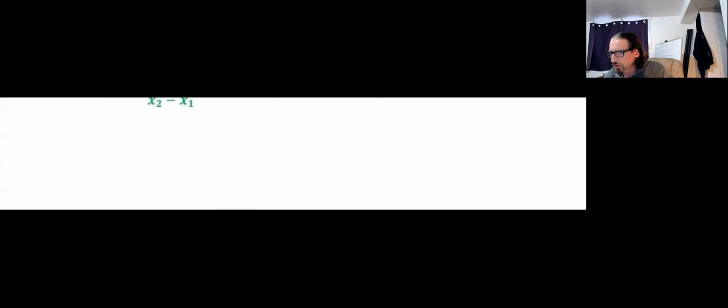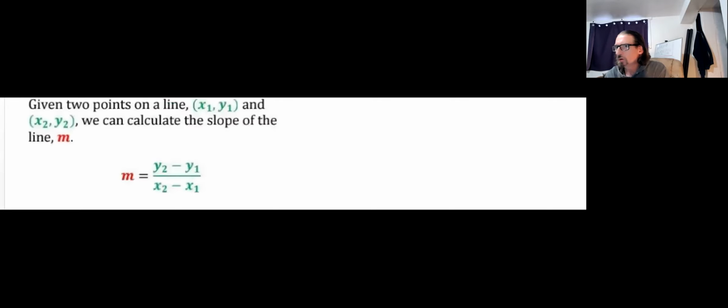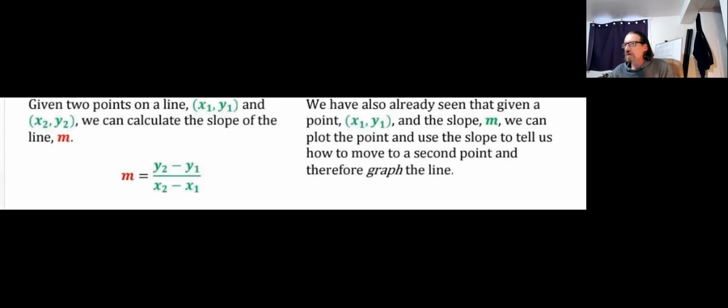So, first of all, we already know that we can calculate the slope of a line if we are given the XY coordinates for 2 points on the line. Notice that I put there in green what is known and what is unknown, in this case in red, and that's what's being calculated. We also have already seen that if we know 1 point and the slope, now marked in green, that was enough information to graph a line because we could use the slope to tell us how to move to a second point.